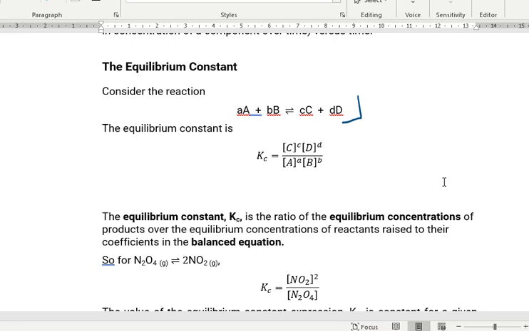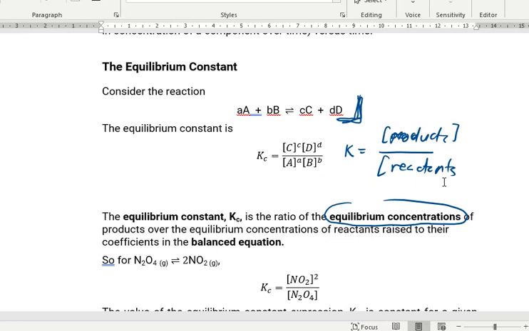Now, in this reaction, the equilibrium constant is the ratio of the equilibrium concentrations of products over the equilibrium concentrations of reactants. So that means concentration of products all over the concentration of reactants. And that is raised to their stoichiometric coefficients. So it's the concentration of C raised to c, concentration of D raised to d, over the concentration of A raised to a, and concentration of B raised to b. And that is the equilibrium constant. Okay?